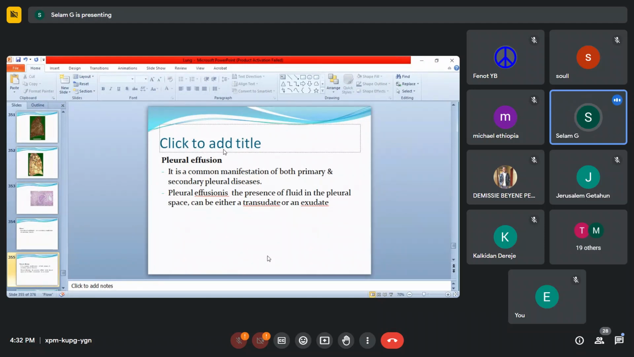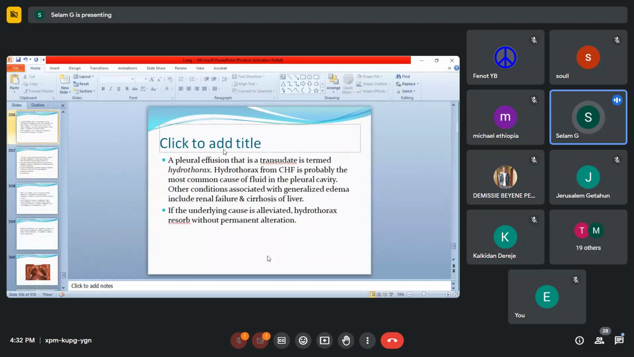Pleural effusion, the presence of fluid in the pleural space, can be either a transudate or an exudate. When you say transudate, the cellular content is low, while in exudate there is high cellular content. A pleural effusion that is transudate is termed hydrothorax. Hydrothorax from congestive heart failure is probably the most common cause of fluid in the pleural cavity. Other conditions associated with generalized edema, including renal failure and cirrhosis of the liver, may give rise to transudative effusion in the pleural cavity. If the underlying cause is alleviated, hydrothorax resolves without permanent alterations.